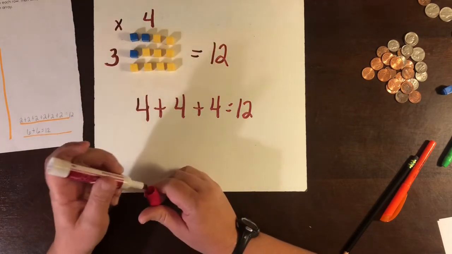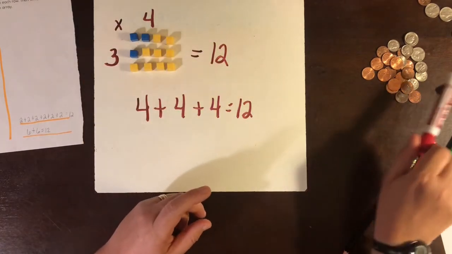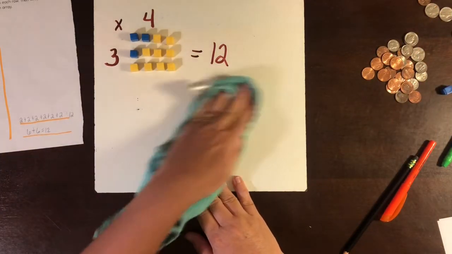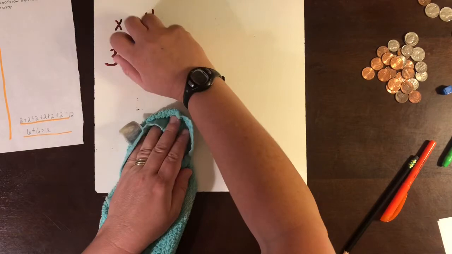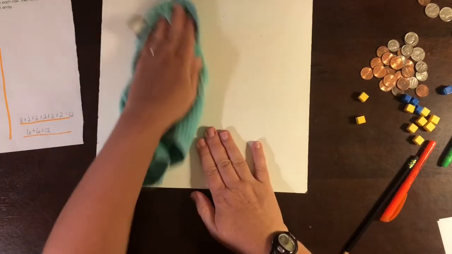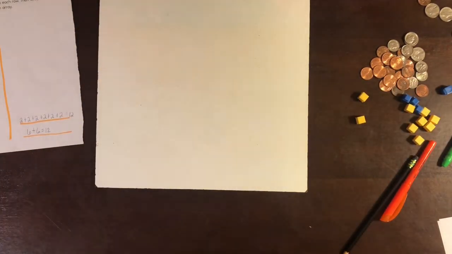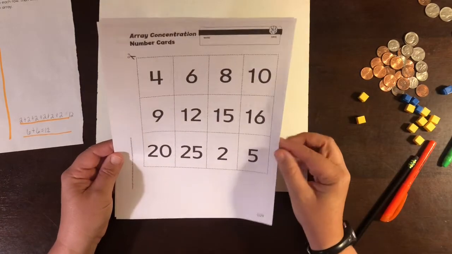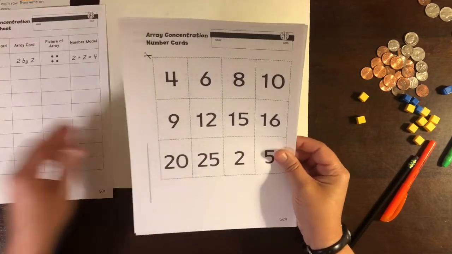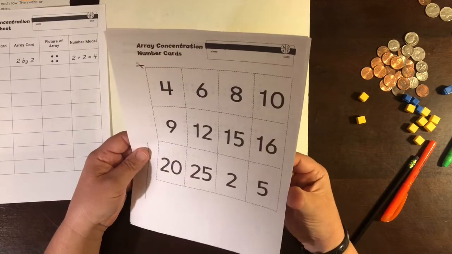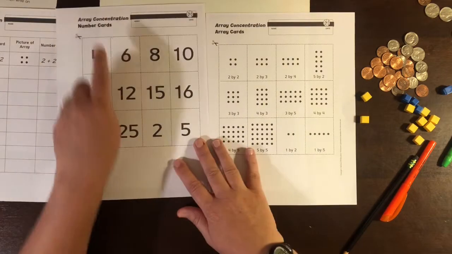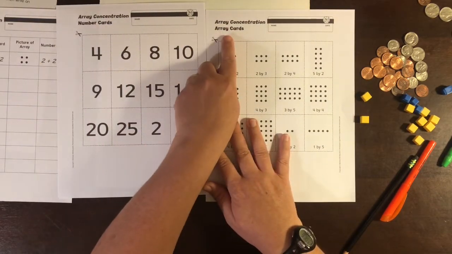So we're going to be playing a game. I've uploaded the game to RenWeb, so your mom, I've put instructions on your assignment sheet to play the game. But I'm going to show you what you need to do now so that you can have the game ready. So the game has 3 pages. If I get them separated, okay? We have our number cards. See right there, it says number cards, and we have our array cards.